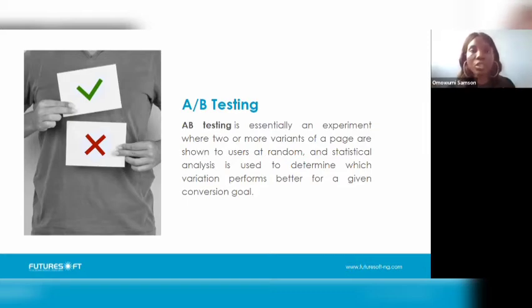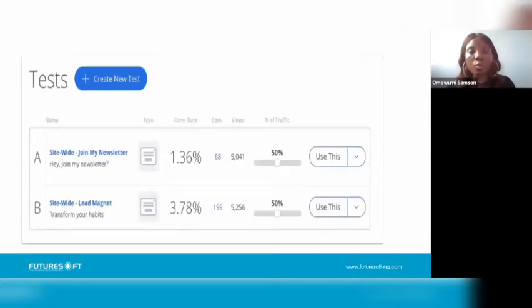Basically, A/B testing is just a comparison between two variants. You just want to compare and experiment to see which one performs better. Is it A or is it B? It helps you in the long run with your decision making. So here is the A/B test that was done. This was done on a blog.